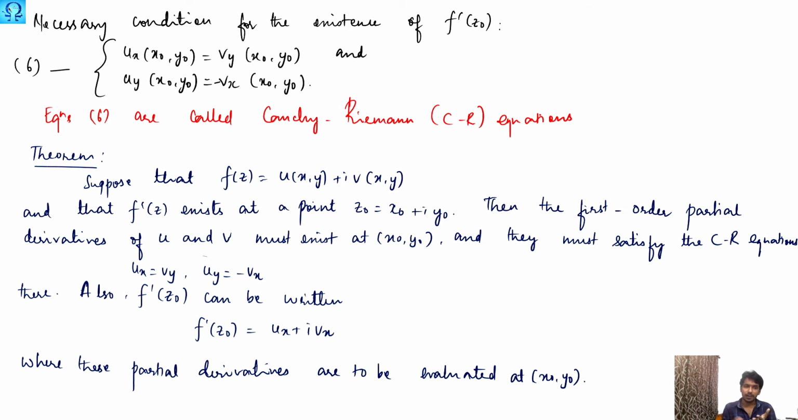Okay, if the function is differentiable at that point, then it will satisfy the Cauchy-Riemann equations. This does not guarantee that all functions which satisfy the Cauchy-Riemann equations at some point will possess the existence of the derivative. Now let us see some examples related to it.